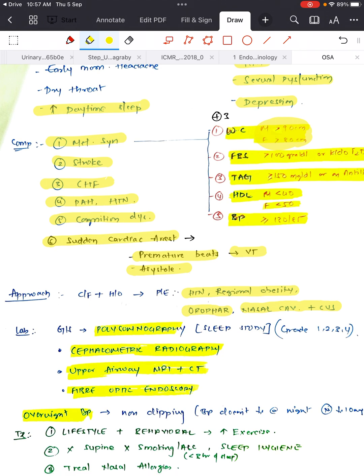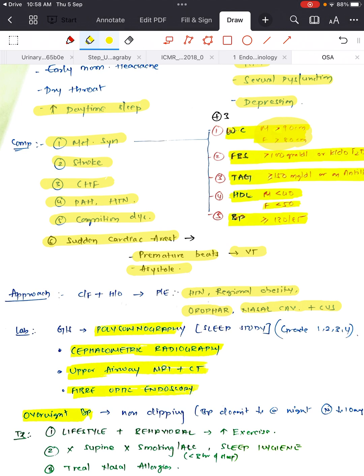You will be called to the lab, you will sleep there, and they'll check some 7 to 8 parameters of you, like ECG, saturation, heart rate is monitored, even EEG probes they keep, and electromyography, electrooculography, all these parameters are studied during sleep. So that is grade 1.